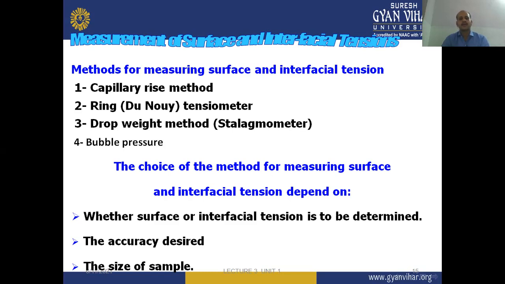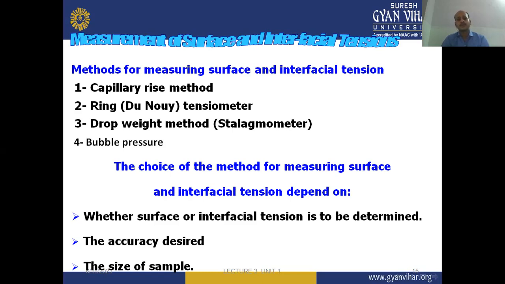The next method may be bubble pressure method. And in laboratory, generally the students use the drop count method. With the help of stalagmometer, we can determine the surface tension of a given liquid sample with the help of drop count method. So there are so many methods available, whether it may be capillary rise method, ring tensiometer method, drop weight method, or bubble pressure method. So which method should be used? So there may be a question mark.